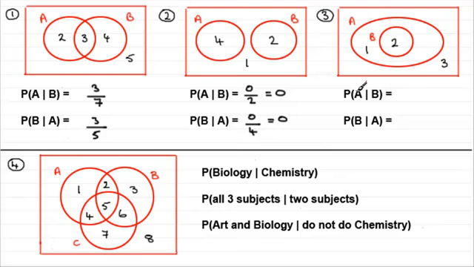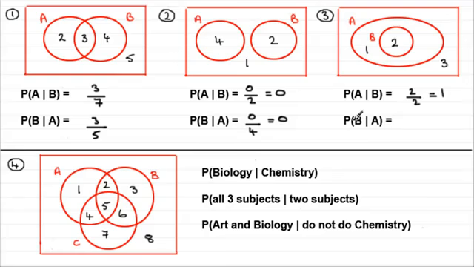Again, we've got the probability someone does art given that they did biology. Well, we know that they did biology, so there's only two people doing biology, so that would be our denominator there, 2. But of these two people, how many did art? Well, both these two people did art because they're within A, so it's 2 out of 2 equals 1. It's guaranteed that if somebody's doing biology, they will be doing art.